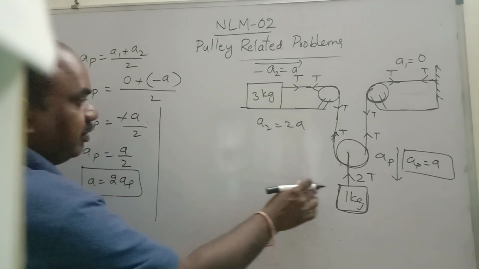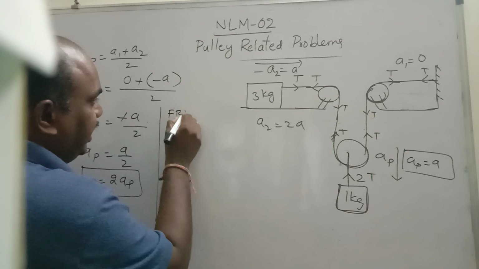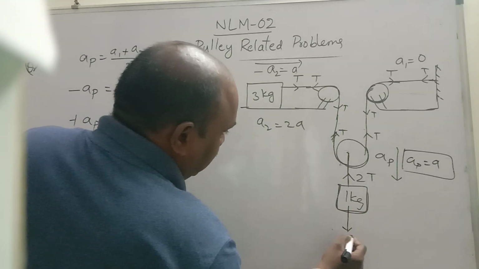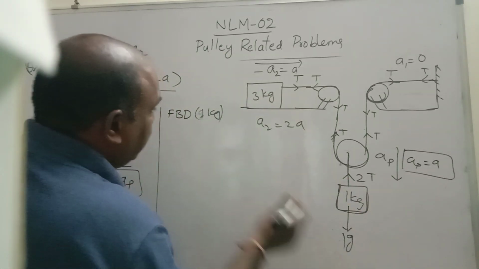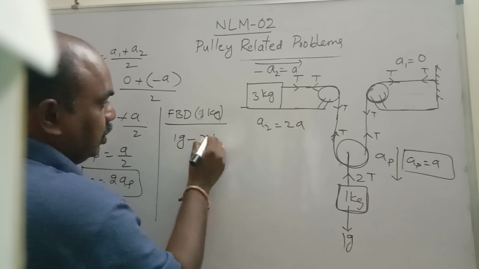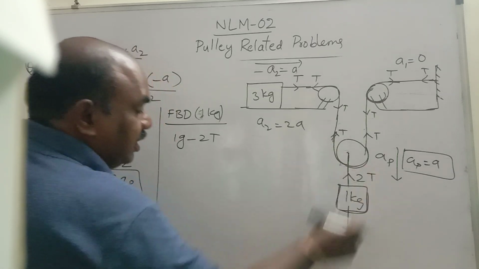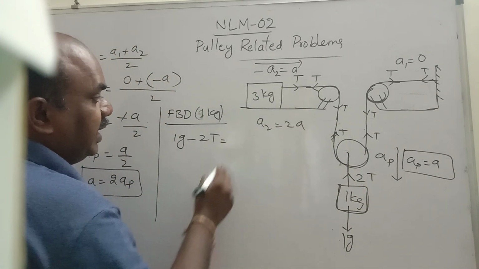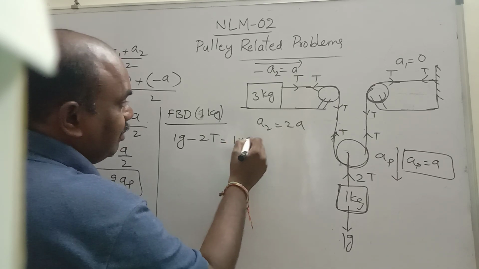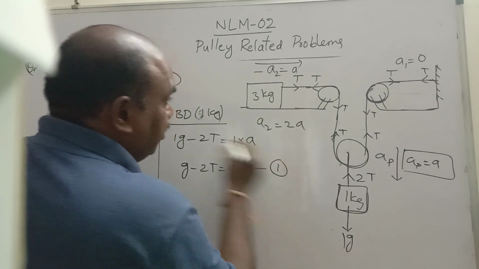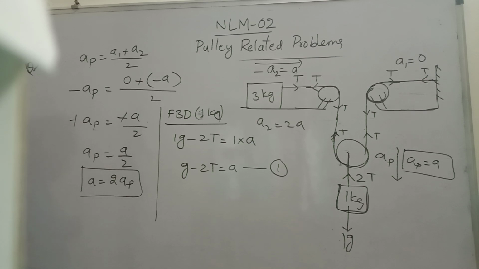Now, if you know these two accelerations, directly you can write the free body diagram. What is a free body diagram? FBD of the 1 kg: 1g downwards, 2T upwards. It is coming downwards, so 1g minus 2T, greater force minus lower force. It is coming downwards, which means this weight is more. So 1g minus 2T is equal to ma. M is 1, into A, which is the acceleration of the pulley. So g minus 2T is equal to A. This is equation number 1.